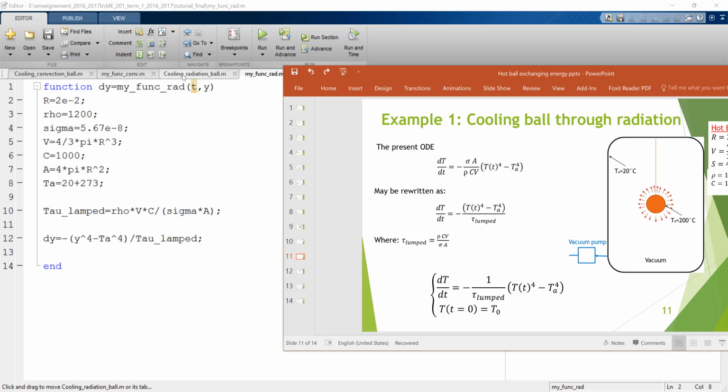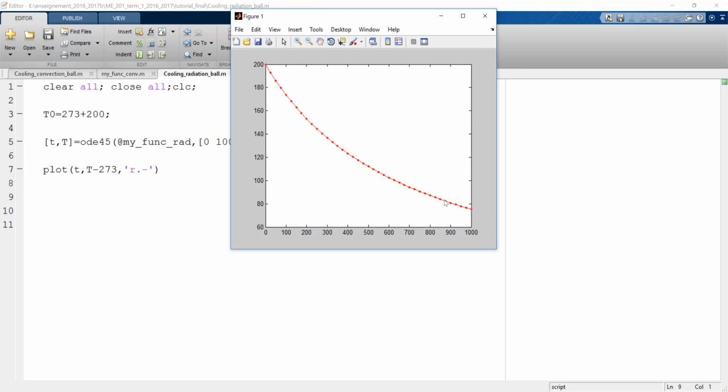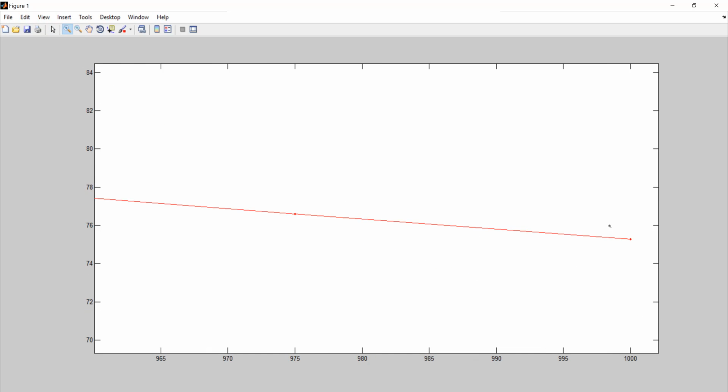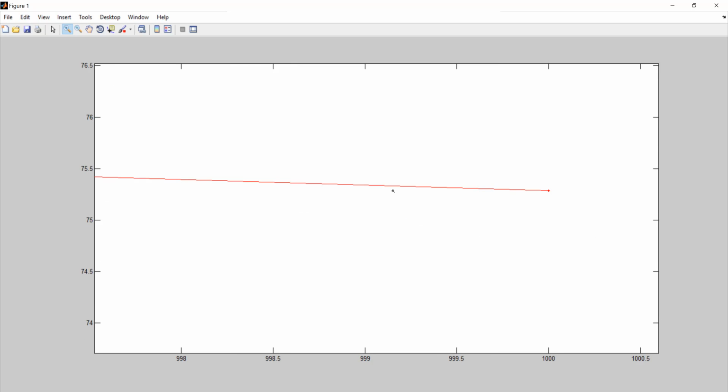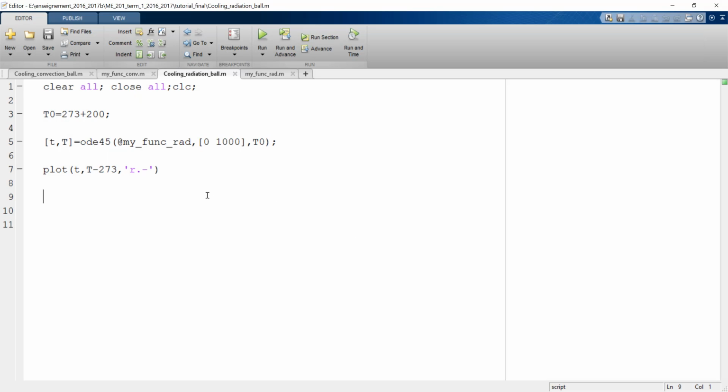So like this, we run our script and we plot. I subtract here 2000 to be in Celsius. So this is my result. So after you look, from 200 Celsius, after 1000 seconds, we have a temperature about, let me make a small zoom, okay, near 75.5 Celsius. So this is how to solve our radiation problem, okay?